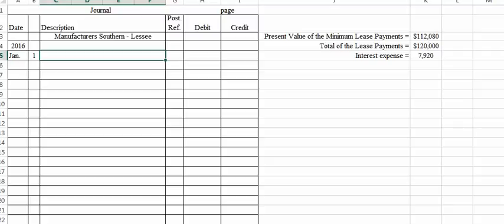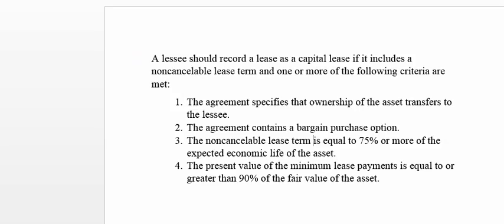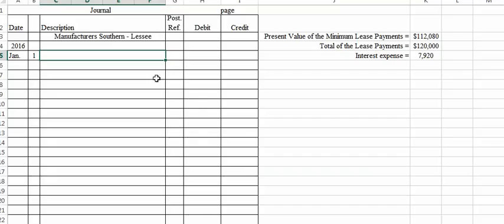I'm sure those were just kind of a review for you. But what we said earlier in the leases lecture, sometimes a lease is drawn up so that it's essentially a purchase by the lessee. And if that's the case, remember it has to be a non-cancelable lease term and meet one of our 4 criteria here. Then we classify it as a capital lease, meaning we treat it just like a purchase by the lessee.